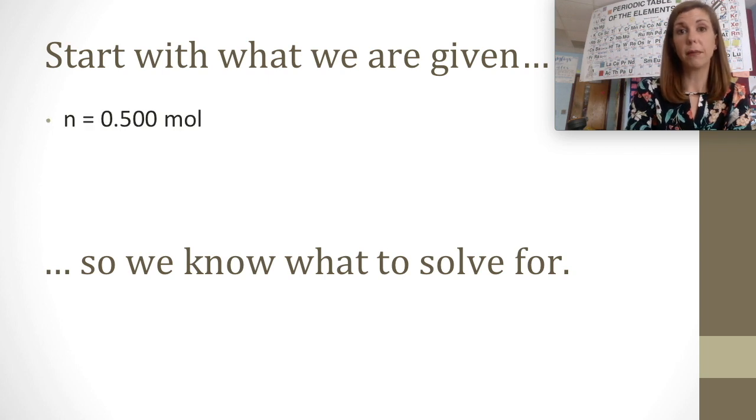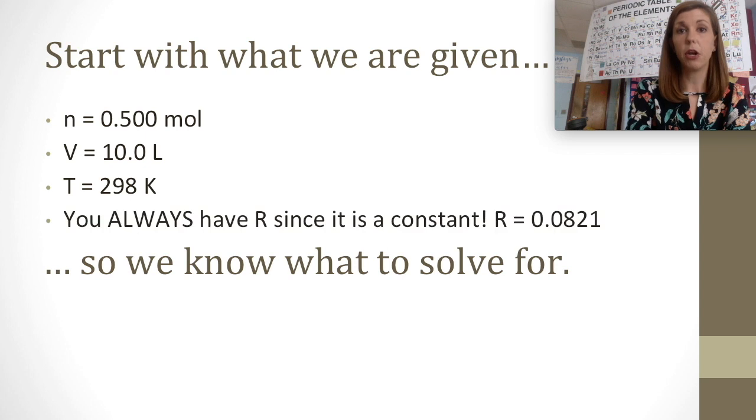We're given the number of moles, that's our n. We're given 10 liters, that's our volume. And we're given 298 Kelvin, that's our temperature. Remember that we're always given R since it's a constant and it's on your reference sheet. Now we know what to solve for, so we have to find pressure.